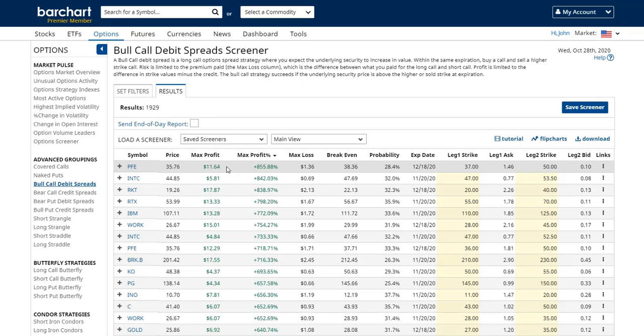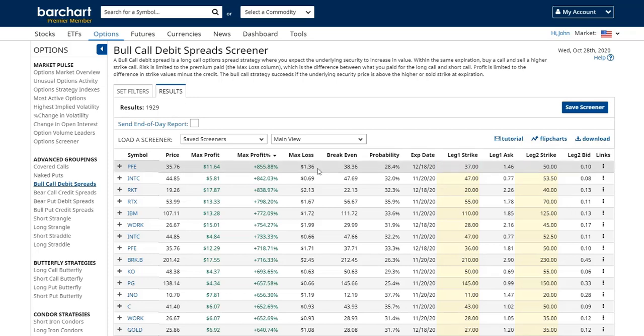Maximum profit percentage is just the total profit divided by the total debit, or in this case, the maximum loss. So $11.64 divided by $1.36 would give you an 855% value. So we divide those two and then times it by 100 to give you that percent value.